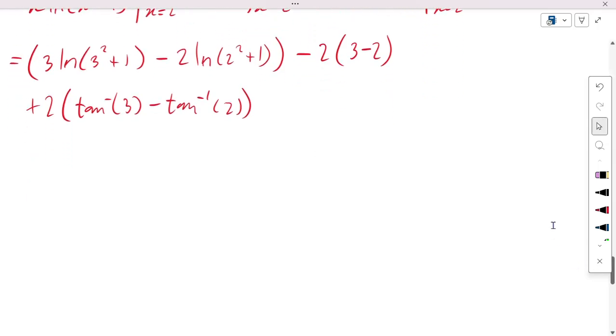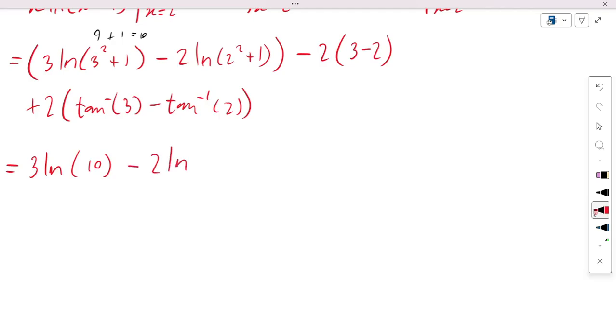And then let's just simplify it a little bit further. It's better to simplify it first so we don't have so much to write and remember. So over here, we're going to get rid of the brackets. It's going to be 3 natural log of 3 squared, which is 9, so this is 9 plus 1. What is 9 plus 1 equal to? It's equal to 10. So this is going to be the natural logarithm of 10.